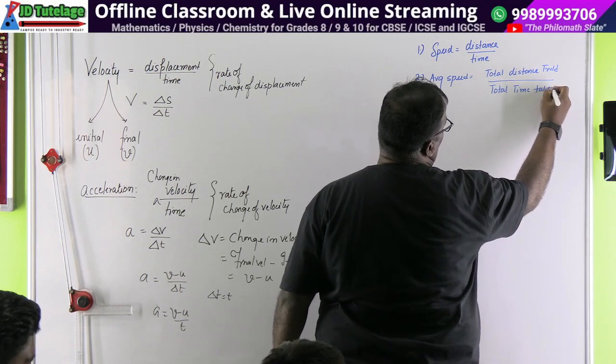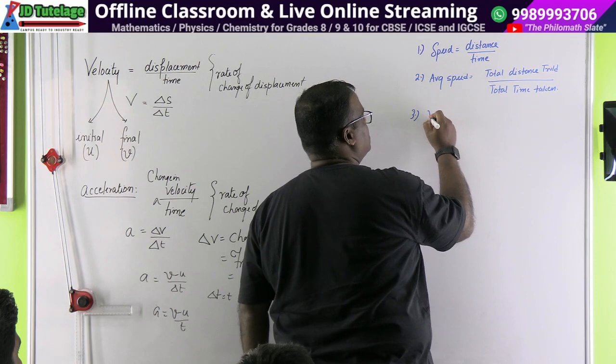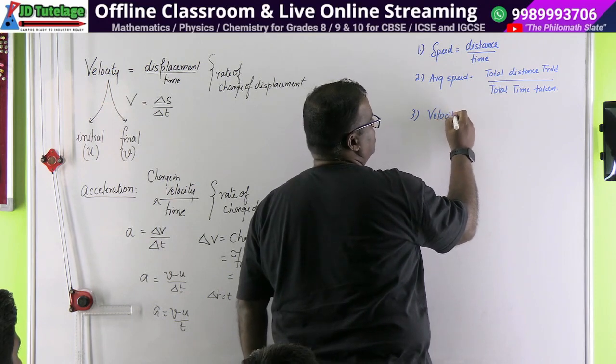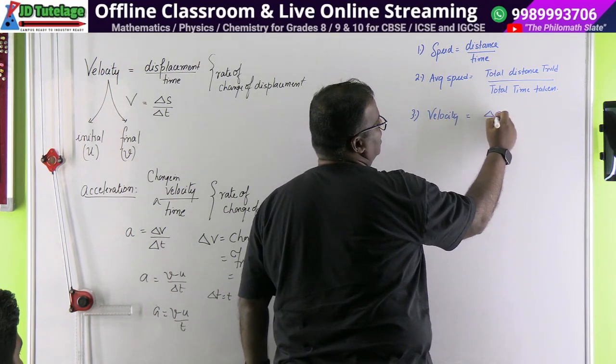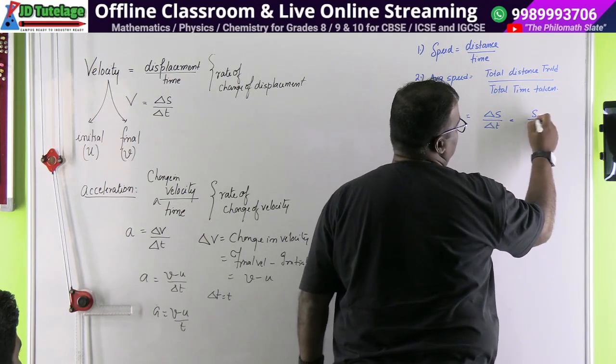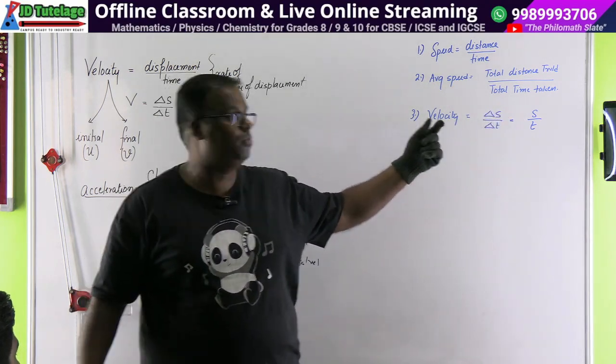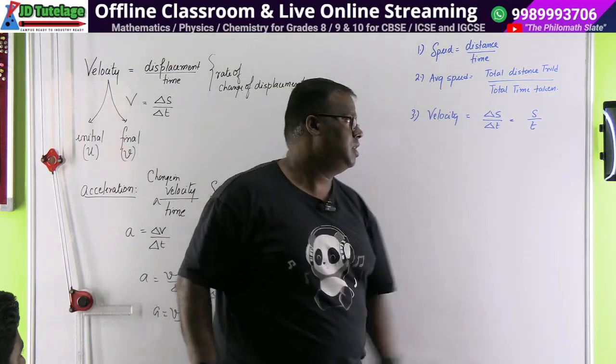ठीक है, ये दो था, स्पीड और एवरेज स्पीड. इसके बाद हम आए वेलोसिटी में. वेलोसिटी इज ऑलवेज टेकन एज डेल्टा एस ओवर delta t. Many people will also write it as s by t, means s is the value of delta s. What is the difference? The difference is s. Difference.